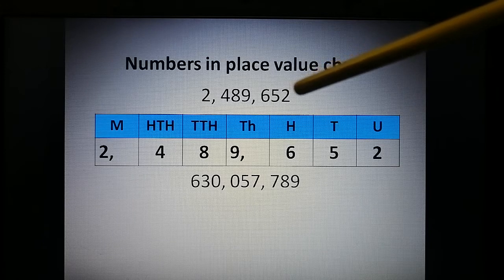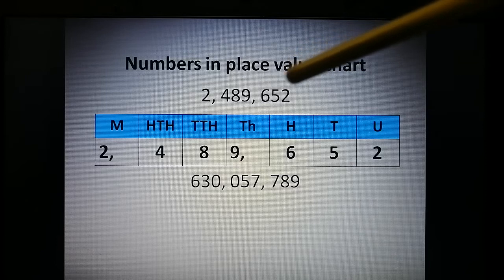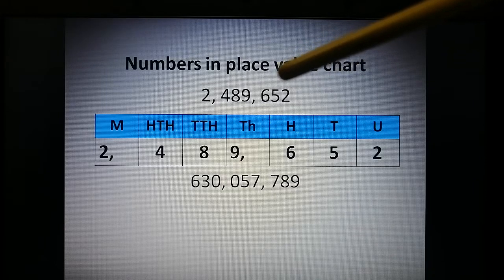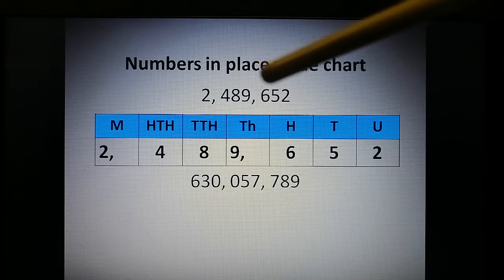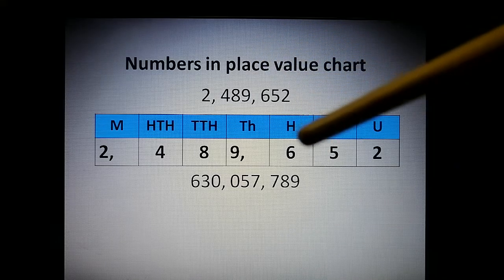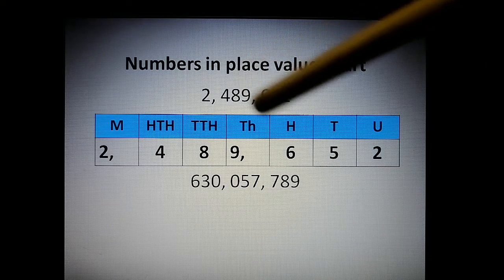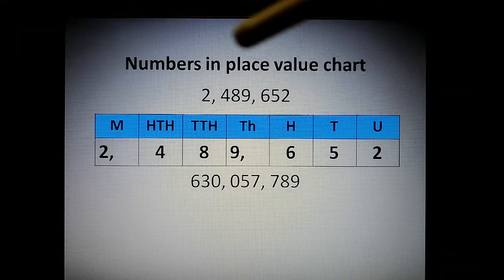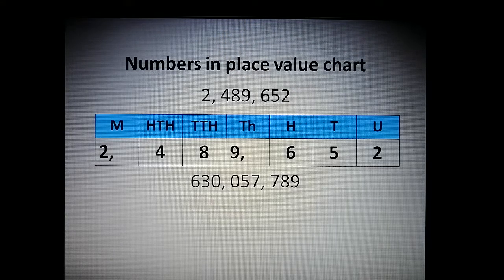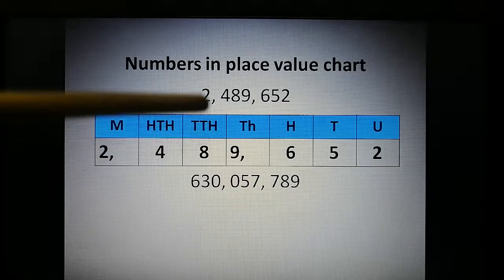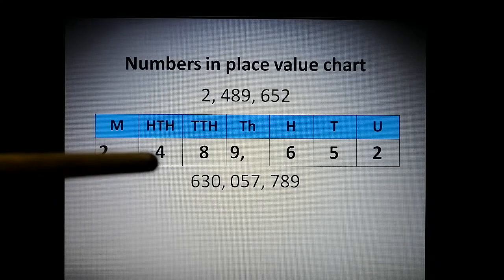How many ones or units do we have? 2, so I am writing 2. How many tens? 5, so I am writing 5 in the tens box. How many hundreds? 6, so I am writing 6 in the hundred box. How many thousands? 9, so I am writing 9 in the thousand box. How many 10,000s? 8, so I am writing 8 in the 10,000 box. How many 100,000s? 4, so I am writing 4 in the 100,000 box.